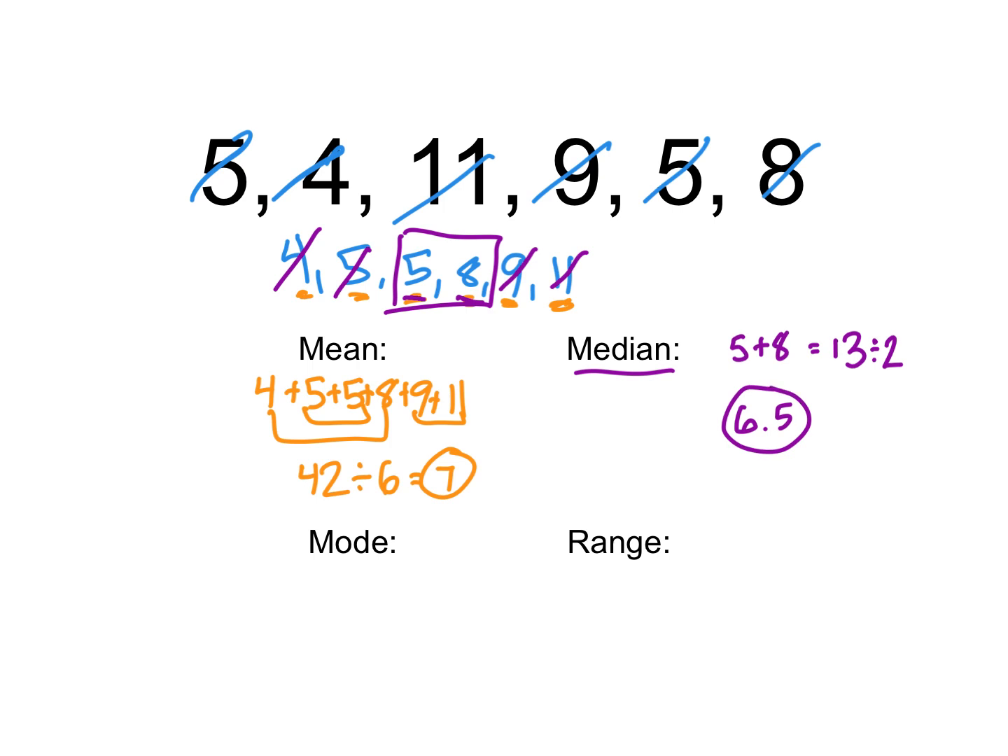Okay? Hey diddle diddle, the median's the middle. You add and divide for the mean. The mode is the one that appears the most. Which one appears the most? That's right, 5. 5 wins that race. And the range is the difference between, I'm going to take my biggest minus my smallest, and I get 7.